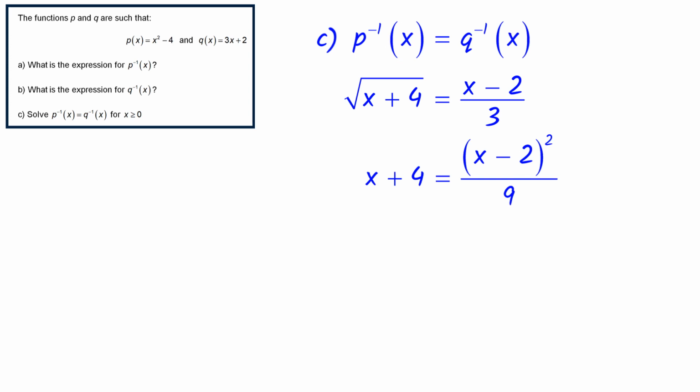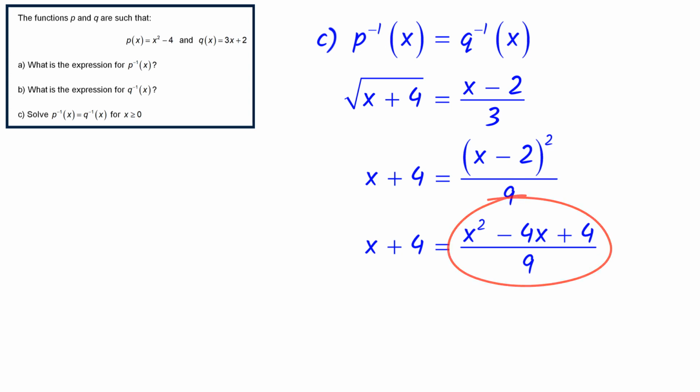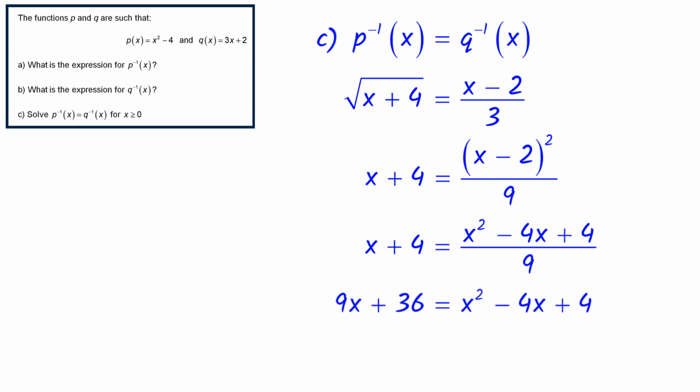Next, expand the brackets on the right-hand side. This gives x plus 4 is equal to x squared minus 4x plus 4 divided by 9. Then, multiply both sides by 9 to remove the fraction on the right-hand side. So we now have 9x plus 36 is equal to x squared minus 4x plus 4. Now subtract the 9x and 36 from both sides to give 0 is equal to x squared minus 13x minus 32. This is a quadratic equation and it's not going to factorize, so we can either use a calculator or the quadratic formula to work out the solutions.